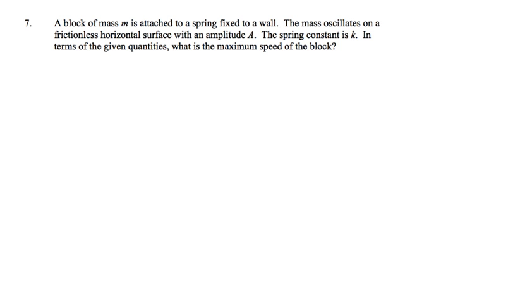This next one doesn't have any numbers, but it has variables for each. It's calling mass variable M. It's calling amplitude variable A. It's calling the spring constant K. I like that because that means I don't need a calculator. All I have to do is manipulate the formula to get it. Now, in this one it says, in terms of the given quantities, what's the maximum speed?